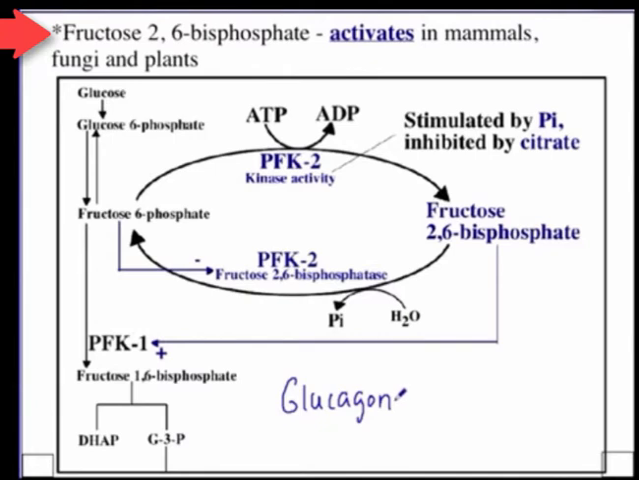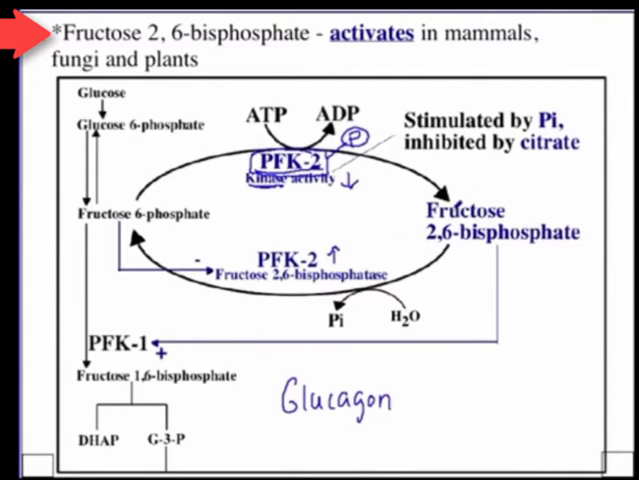Glucagon actually is going to target specifically PFK2. Glucagon signals the adenylyl cyclase signaling cascade that we talked about before, and in that signaling cascade, one of the targets for phosphorylation is actually this enzyme PFK2. And so when glucagon is high, PFK2 actually will get phosphorylated, and that will decrease the activity of PFK2 kinase, so it will downregulate that PFK2 kinase, and it will actually upregulate the phosphatase.